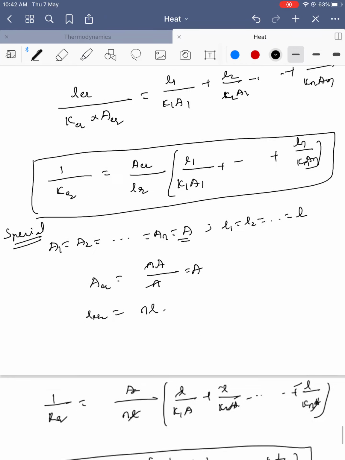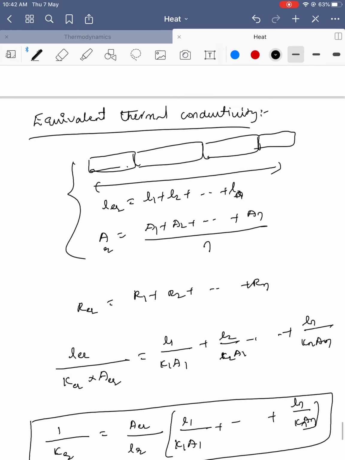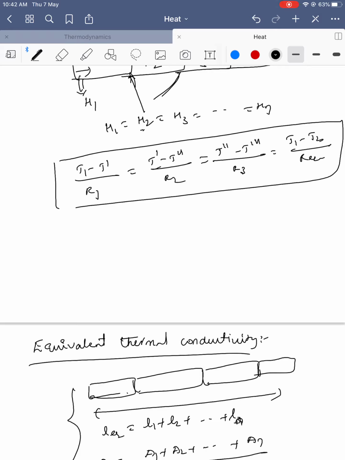So this is the series combination which we studied. You can find the temperature in between also by using these studies. Okay, thank you.